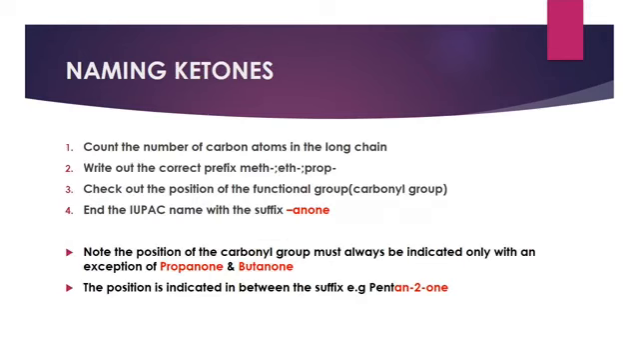Let's come to the naming of ketones. Number 1, you count the number of carbon atoms in the long chain. Number 2, you write out the correct prefix. Number 3, you check out the position of the functional group, which is your carbonyl group. Number 4, you end the IUPAC name with the suffix -one. Now you have to note the position of the carbonyl group. Unlike the aldehyde, the carbonyl group must always be indicated, with an exception of propanone and butanone. The position is indicated in between the suffix. For example, pentan-2-one.